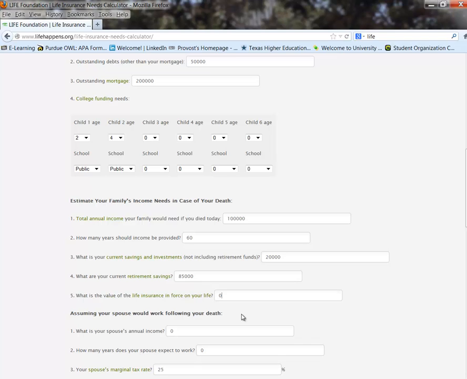Now this is important because we're trying to find out the total amount of life insurance that you need as an individual. So what we want to do is make sure we count how much life insurance is in force. Let's say that right now this is our first time to buy life insurance. Okay, and let's say that we have no other policies. All right, so this is estimating your family's income needs in case of your death.